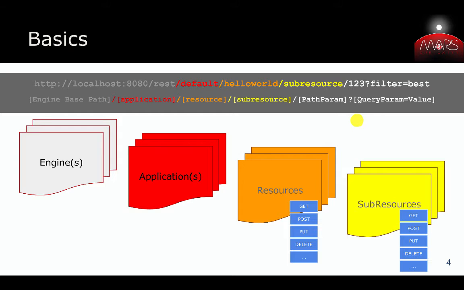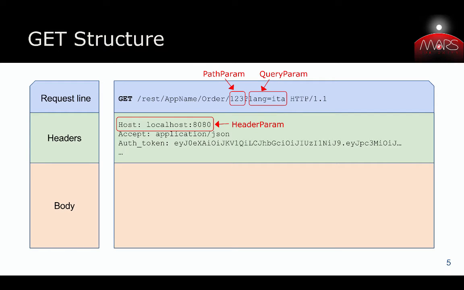If we have a look at the standard HTTP GET request, we can notice that on the request line we can have path parameters, which are values embedded into the URL path we are asking for, and query parameters, which are a pair of name and value. You can have multiple path params or query params in the same request.